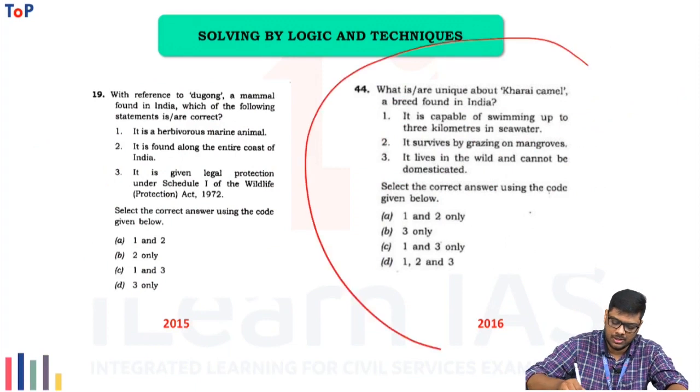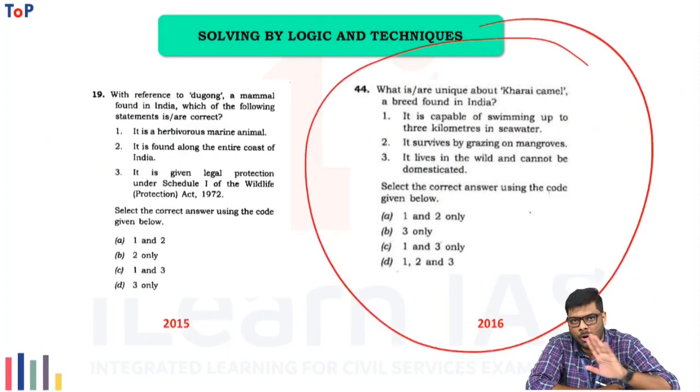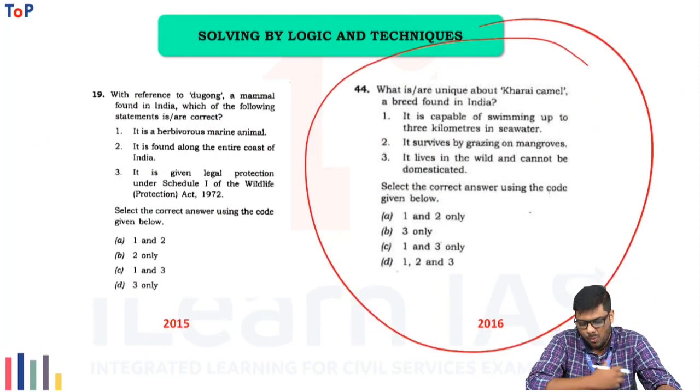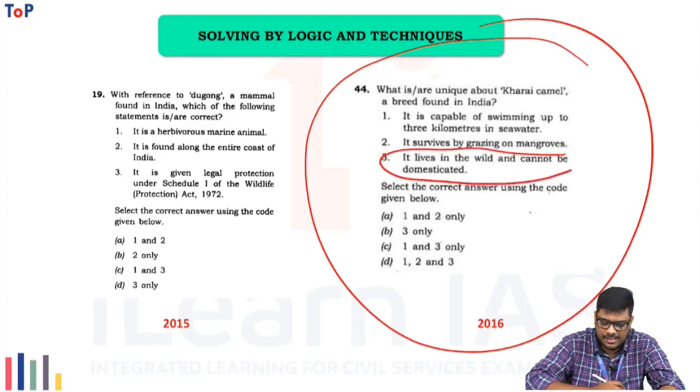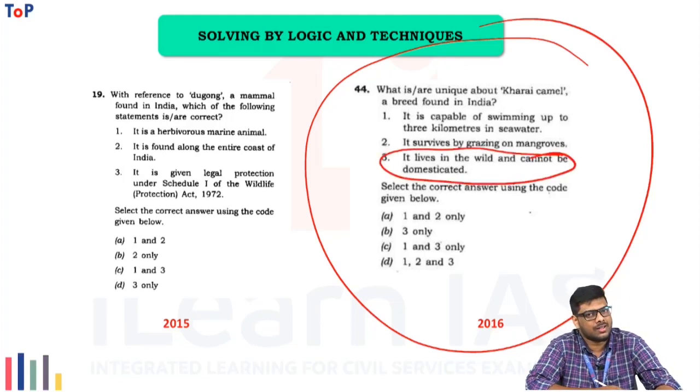This particular question was asked in 2016, which surprised all of the aspirants in 2016. What is it? Is it a camel? Oh, what is this Karai camel? This was totally a surprise, but it could have been solved using common logic. Go for the third statement. It lives in the wild and cannot be domesticated. Is it correct? It can be correct. Can it be correct? It is absolutely not correct.